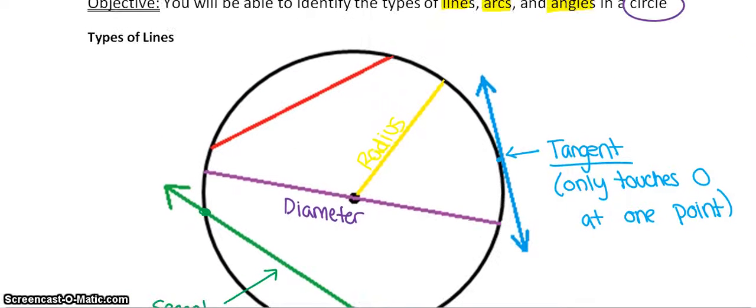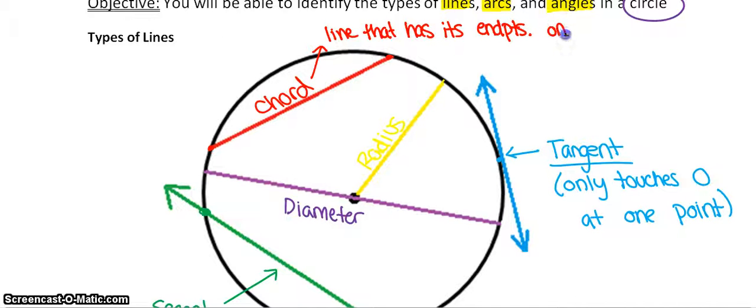Okay, now for a completely new word, this line here, it kind of looks like a diameter, except the diameter has to go through the center. So this touches two ends of the circle, but it does not go through the center. Or this one doesn't at least. This is called a chord. Okay, a chord is a line that has its endpoints on the circle.